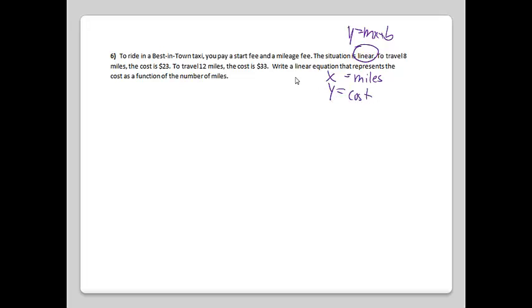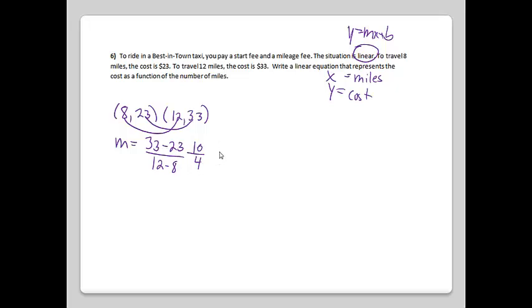All right, so if I look at this problem, I actually have 2 points hidden in the problem. The points that I have: to go 8 miles, it's going to cost me $23, and to go 12 miles, the cost is going to be $33. And then since they told me that the situation was linear, we can go ahead and find the equation of the line. So the first thing that we want to do is find the slope. So m equals, I'm going to take my y value minus my y value, so 33 minus 23, and then divide it by my x minus my x, which will be 12 minus 8. 33 minus 23 is 10, and 12 minus 8 is 4, and 10 divided by 4 is 2.5.